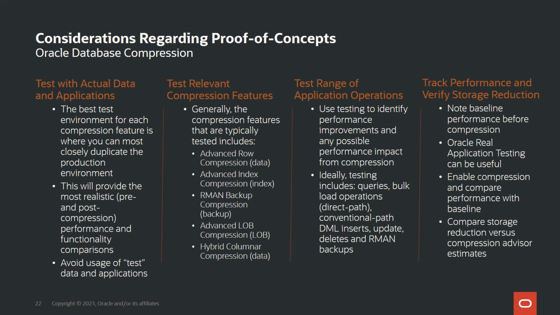Test the features that are most common, that you expect would be the ones you're going to use. If you use some data compression, then test with Advanced Row Compression or Hybrid Columnar Compression. Index compression, you want to test with Advanced Index Compression or the free version of our index compression, and so on. So test the features that you really think you're going to use.